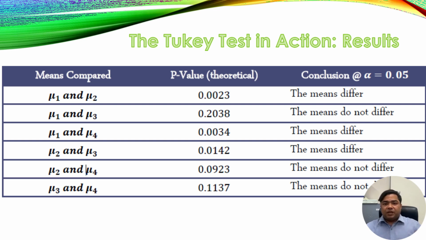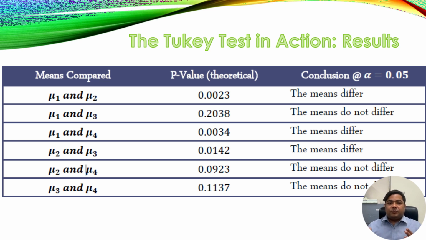We check the p-value at the significance level alpha equals 0.05. If the p-value is less than 0.05, we conclude that the two means are significantly different. If the p-value is greater than 0.05, we conclude that the two means do not differ significantly. For the first comparison, mu1 and mu2, the p-value is 0.0023, which is less than 0.05. So these two means differ.